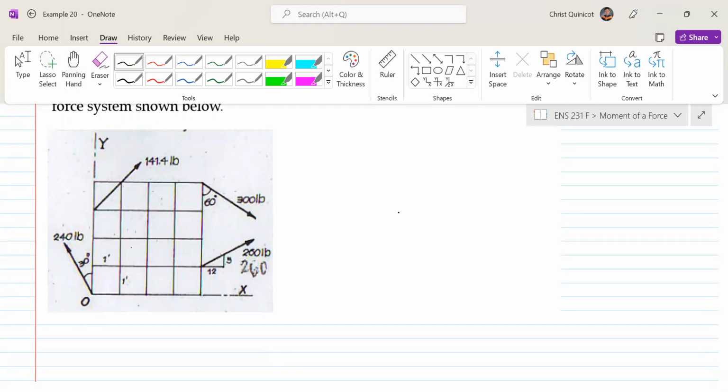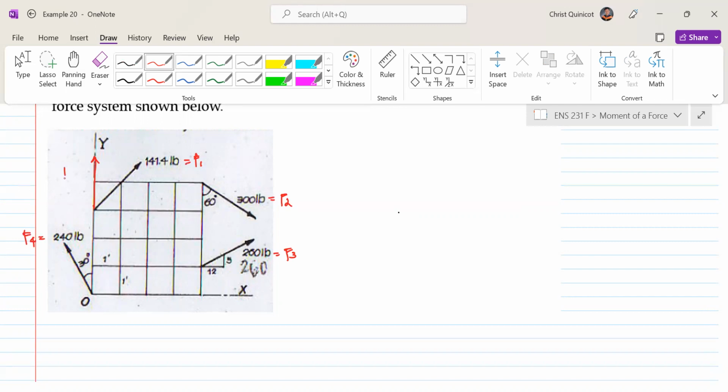So 1 feet, 1 feet. Okay, and if we know that one, our 141.4 pounds we have going up. So let us call this one as force 1, and this our 300 pound as force 2, our 260 pound as force 3, and our 240 pound as force number 4.